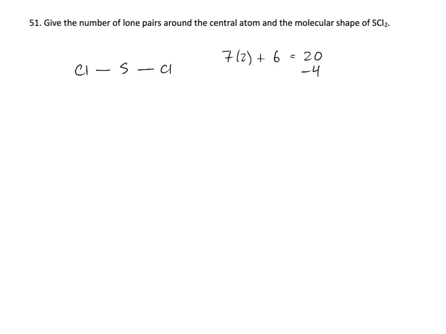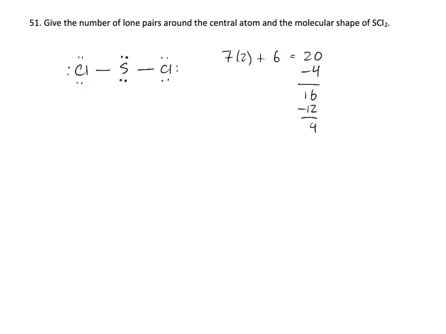We subtract 4 for the 2 single bonds already made, leaving 16 behind. Fill up the outer octets, 2, 4, 6, 8, 10, 12. Leaves 4 electrons, which we place on the central atom in pairs. 2, 4.